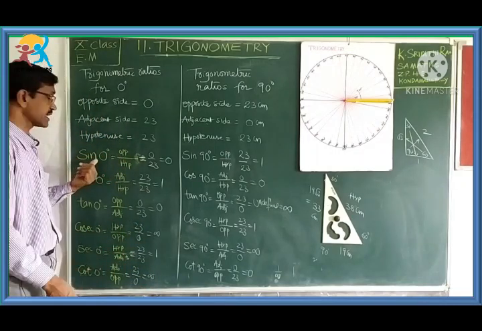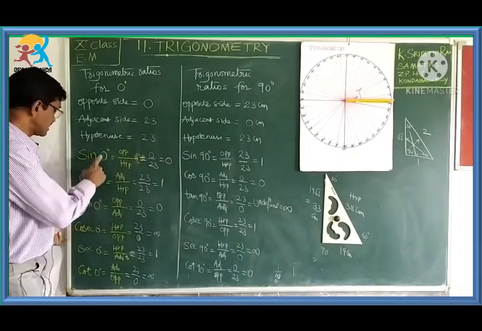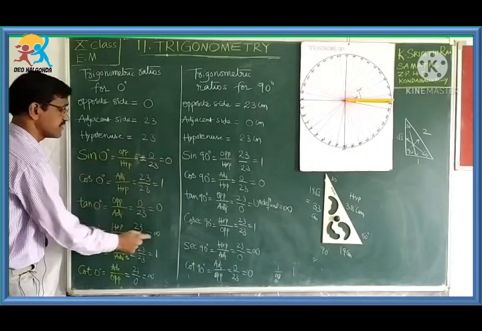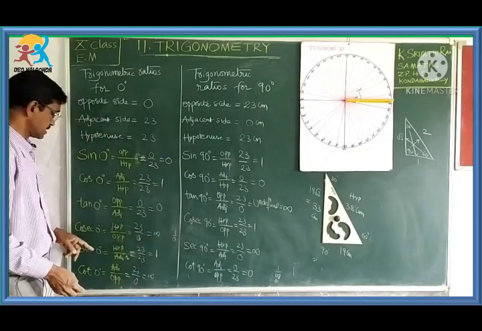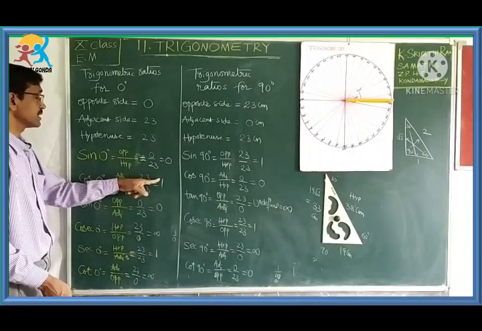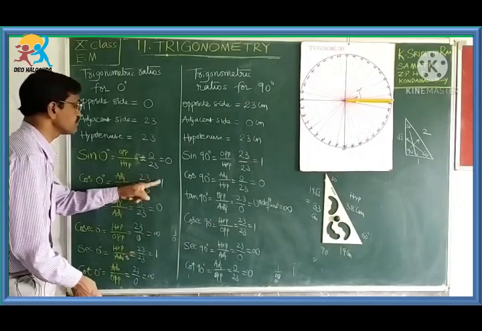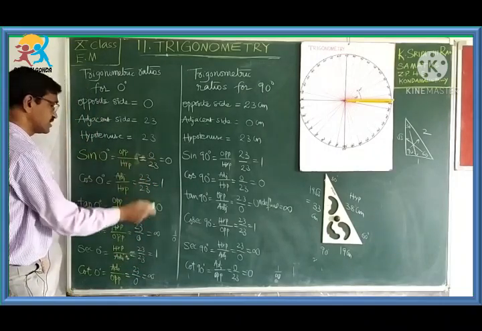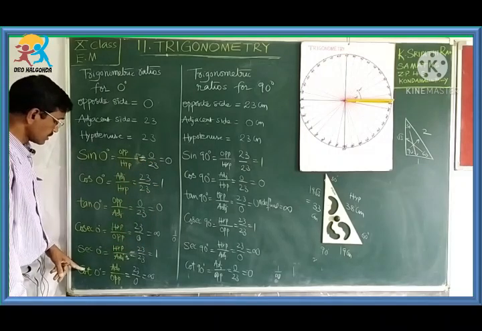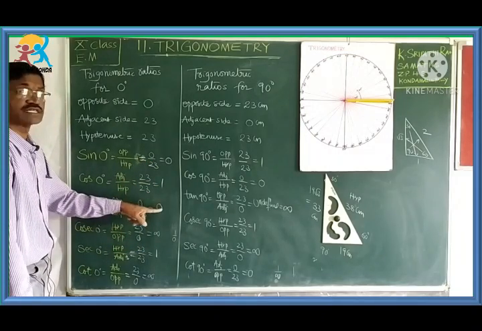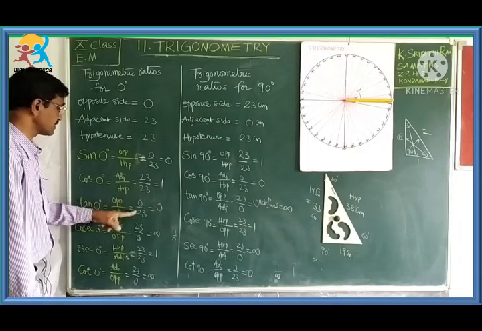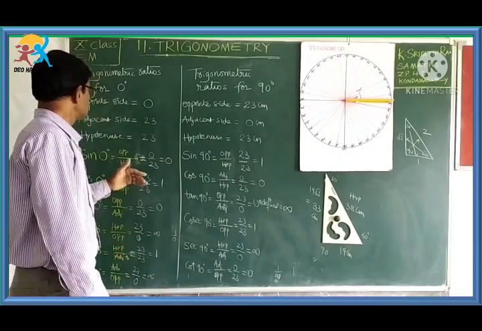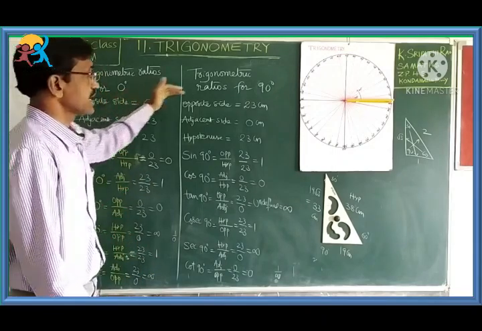Let us revise once again. Sin 0 is 0, and its reciprocal cosec 0 means 1 by that value, 1 by 0, undefined. Then cos 0 is 1, and its reciprocal sec 0 is 1 by 1, 23 by 23, we get 1. Cot is 23 by 0, undefined. So tan 0 is 0 by 23, equal to 0. If we take its reciprocal, 23 by 0, undefined. In this way we understand the trigonometric ratios for 0 degrees and 90 degrees.